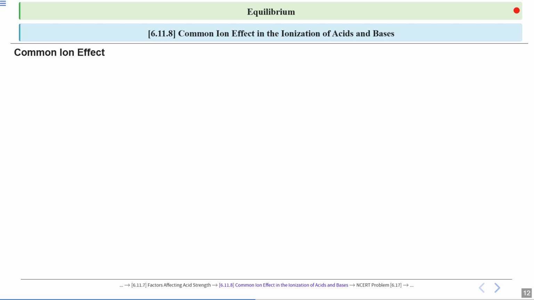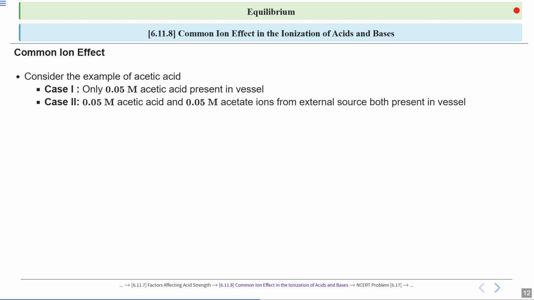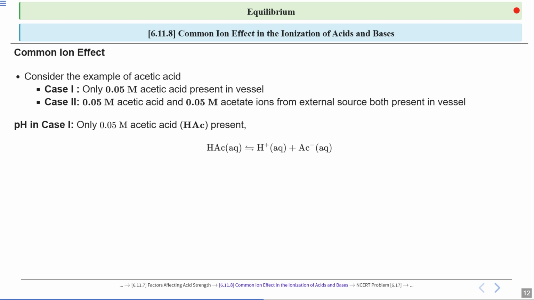So what are we doing now? We are trying to see the exact effect through calculation. For that, we will again consider the example of acetic acid. Here, we will take two cases. In the first case, we are only taking 0.05 molar acetic acid in a vessel. In the second case, we are taking acetic acid 0.05 molar, and apart from it, we have added acetate ion, which is 0.05 molar. Now we have two conditions. Suppose we want to calculate the pH in both conditions, and first we are considering it for case 1. How do we calculate it?